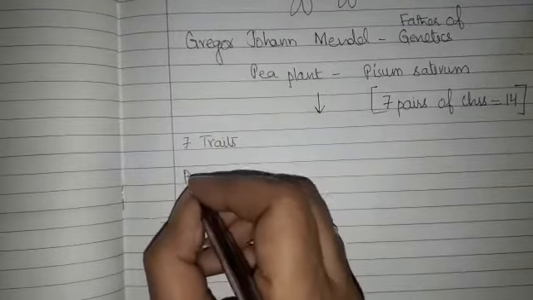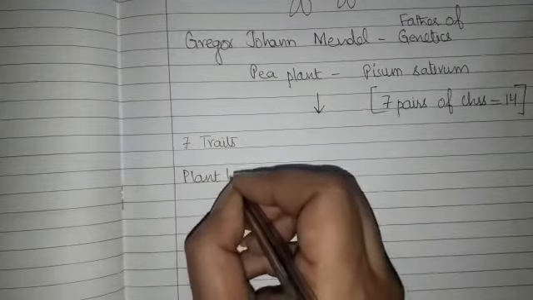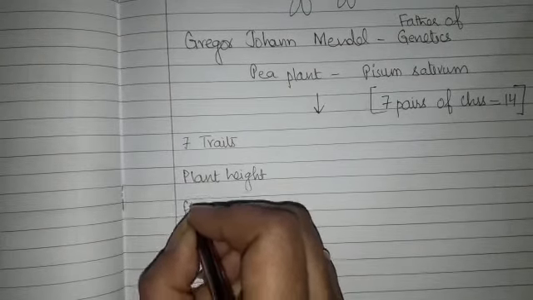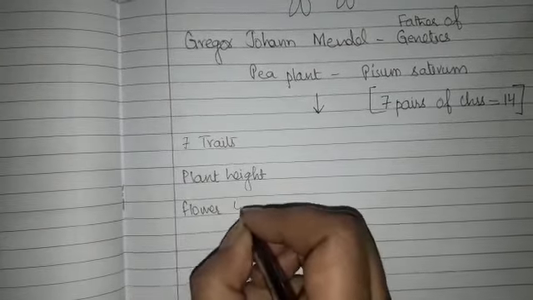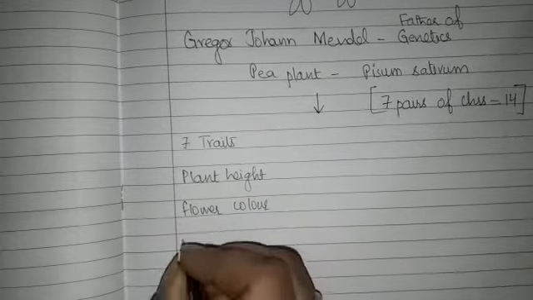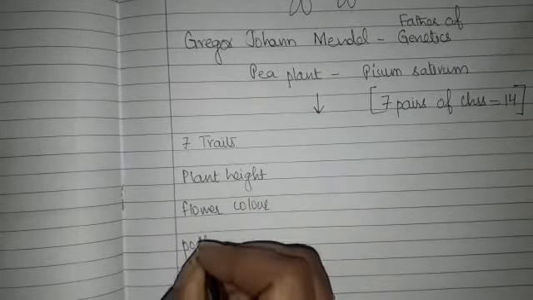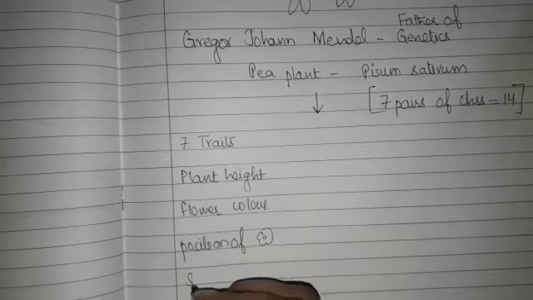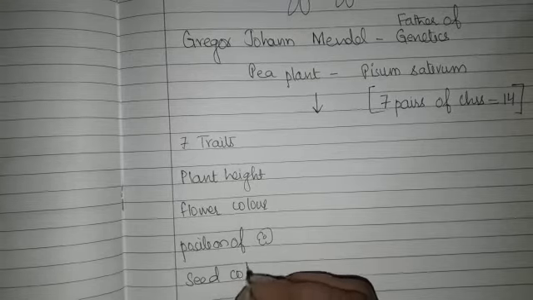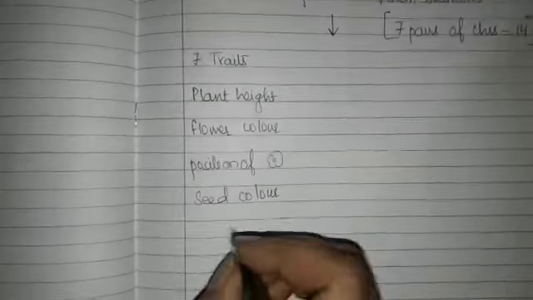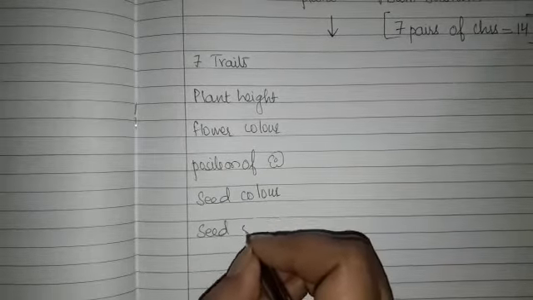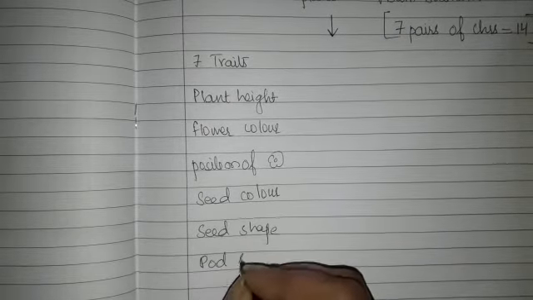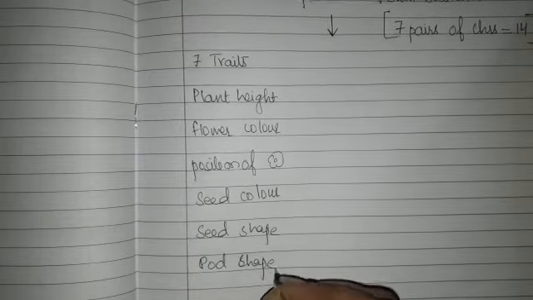Which characters did he study? Plant height, color of the flower, position of the flower, seed color, seed shape, pod shape and pod color.